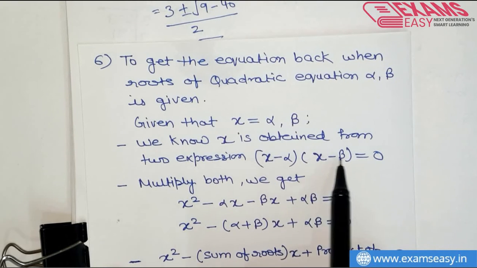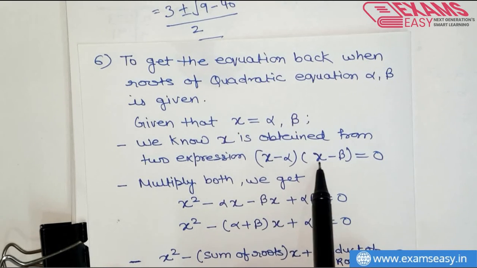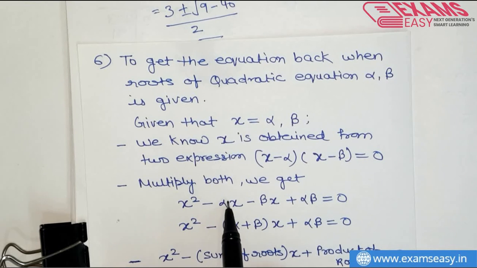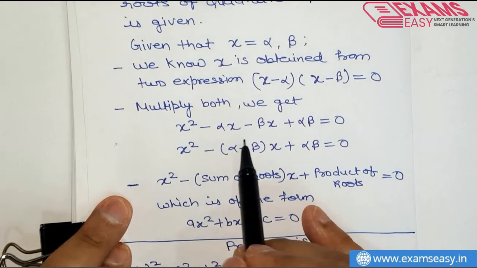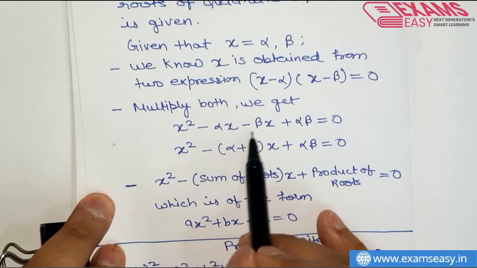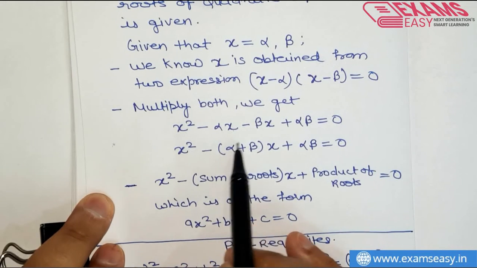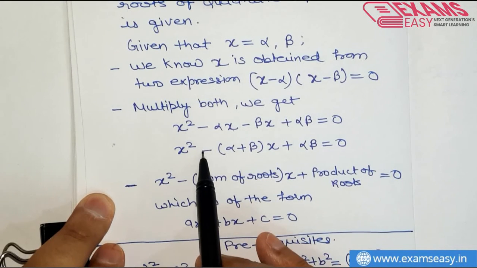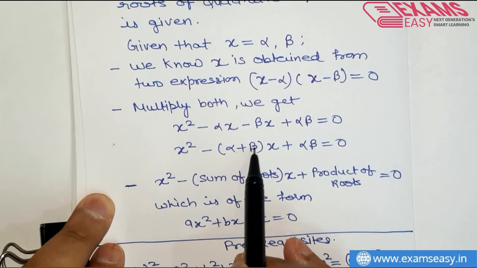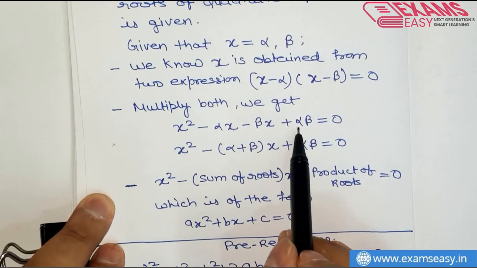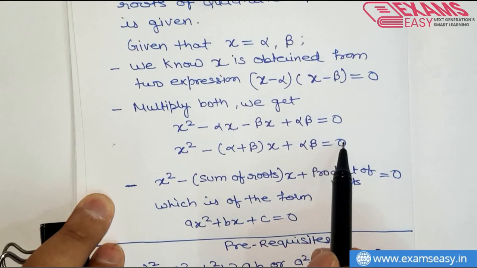Now we multiply these two expressions and we get x square minus alpha x minus beta x plus alpha beta is equal to 0. Then we take x as common between these two terms, so x square remains as it is, and taking x common it becomes minus (alpha plus beta) x, plus alpha beta remains as it is, equal to 0.